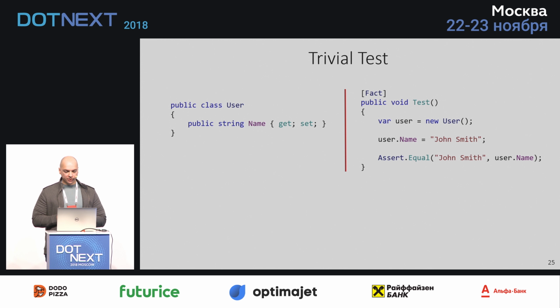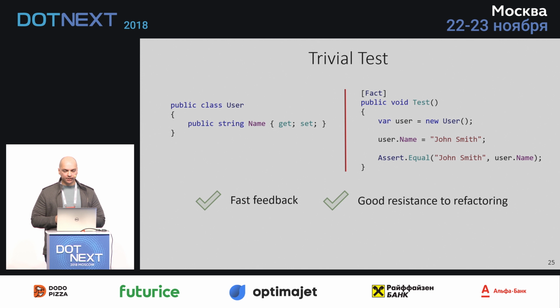Next, we have trivial tests. A trivial test is a test that covers some simple piece of code, a piece of code that is too simple to break. You can see an example here. On the left, you can see a user class with just a simple name property, and on the right, you can see a test that sets some string to this name property and then verifies that this property contains the correct value. Unlike end-to-end tests, these tests do provide fast feedback because they can be executed really quickly.